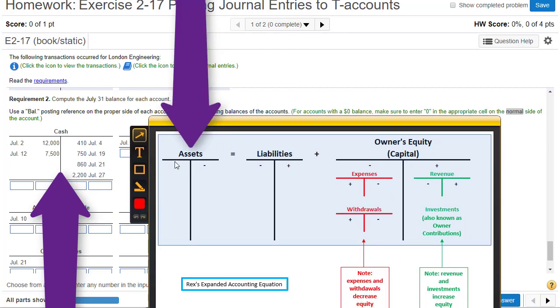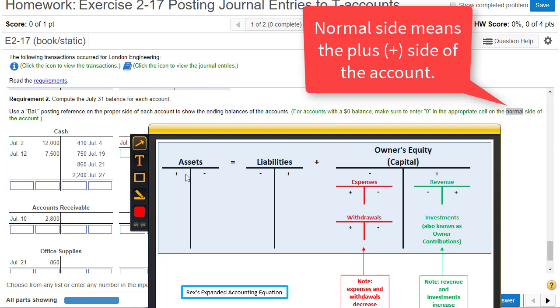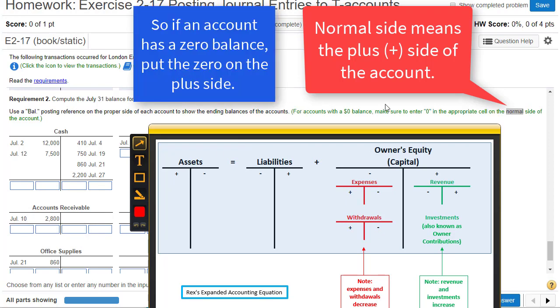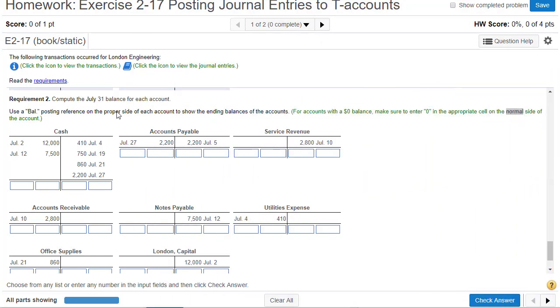And cash is an asset account. So just think about your checking account, which is a cash account. Does it normally have a positive balance or does it normally have a negative balance? Well, it could technically have a negative balance, but hopefully it's not normally a negative balance. So the normal balance, when it's talking about this normal balance up here, it's just talking about the plus side. So if an account has a zero balance, make sure you put it on the plus side. For cash, if cash had a zero balance, we would put it on the left side because that's the plus side for cash. Okay, that's it for the instructions.